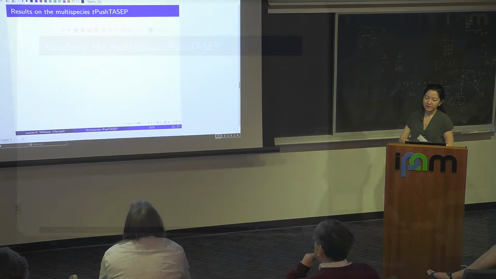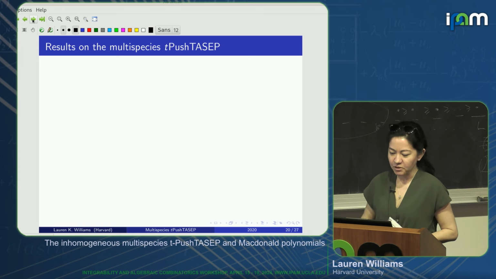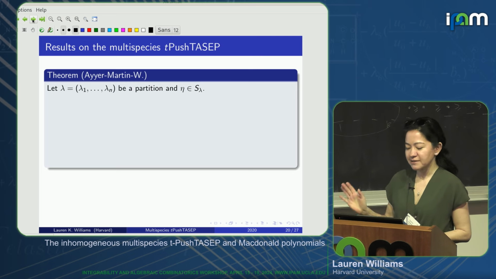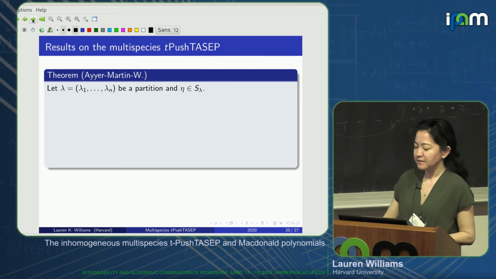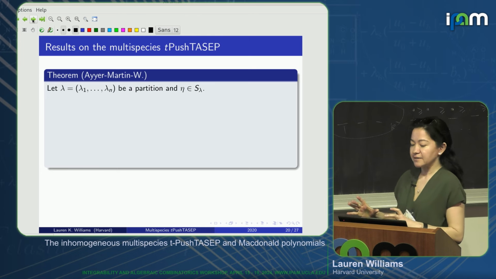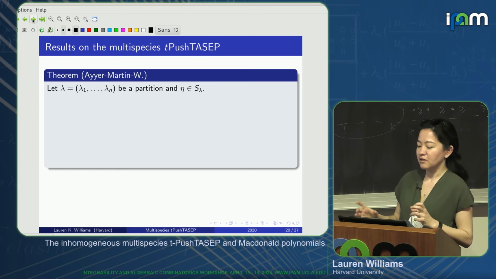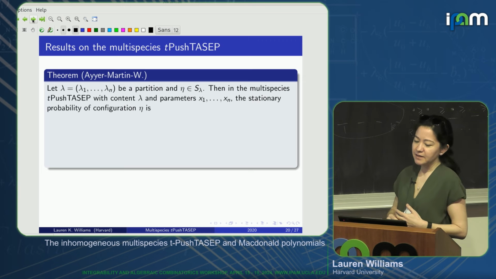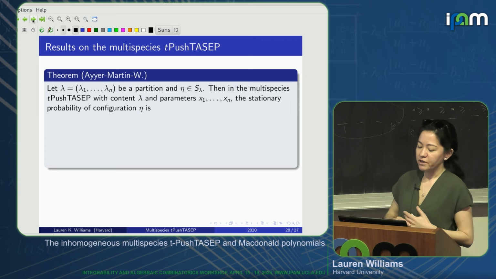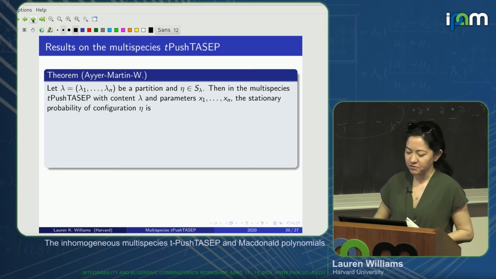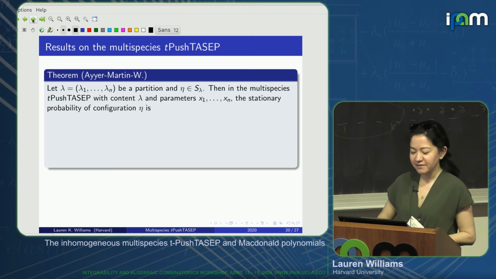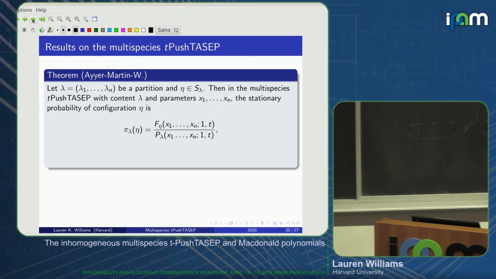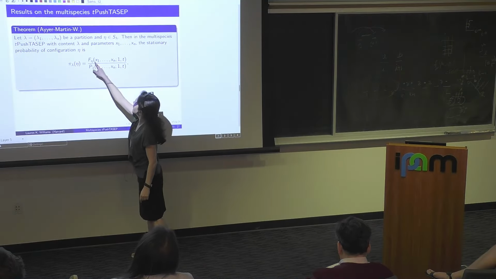OK. All right. So now what can we say about multi-species t-PushTASEP? Let lambda be a partition and eta be a state of the t-PushTASEP. That means a composition obtained by permuting the parts of lambda. Then in the multi-species t-PushTASEP with content lambda and parameters x1 through xn, the stationary probability of configuration eta is exactly given by this ASEP polynomial f sub eta.